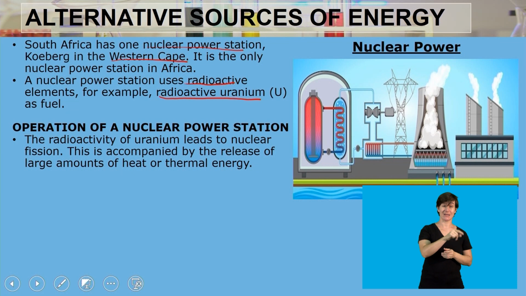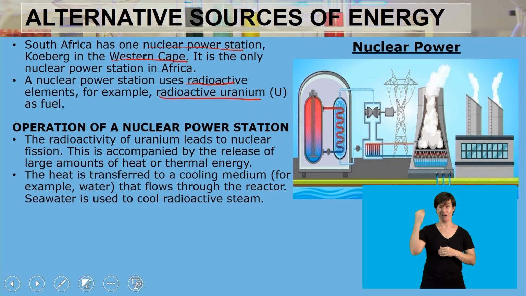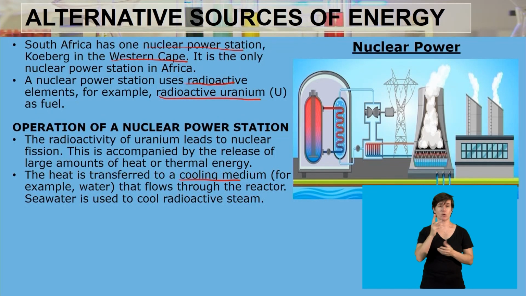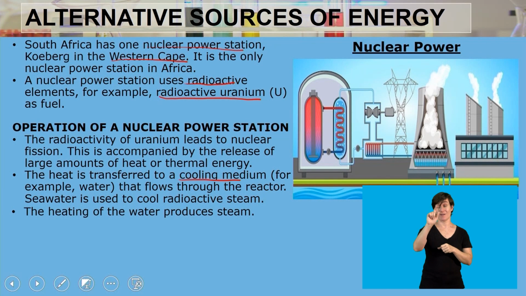The radioactivity of uranium leads to nuclear fission, and this is accompanied by the release of large amounts of heat or thermal energy. The heat is then transferred to a cooling medium, for example, water. Remember, even when using coal, we used water as our cooling medium. Even in this case, they are using water as their cooling medium. That water flows through the reactor. Seawater is used to cool the radioactive steam. Obviously, hence it is built in the Western Cape because there's an ocean nearby.